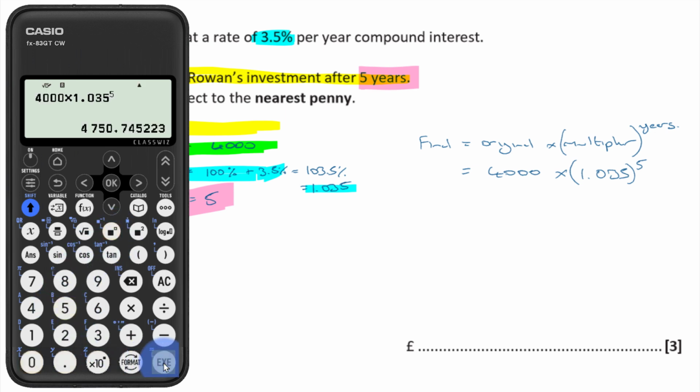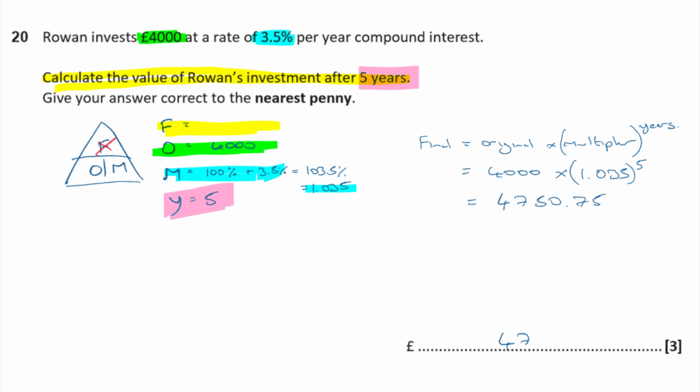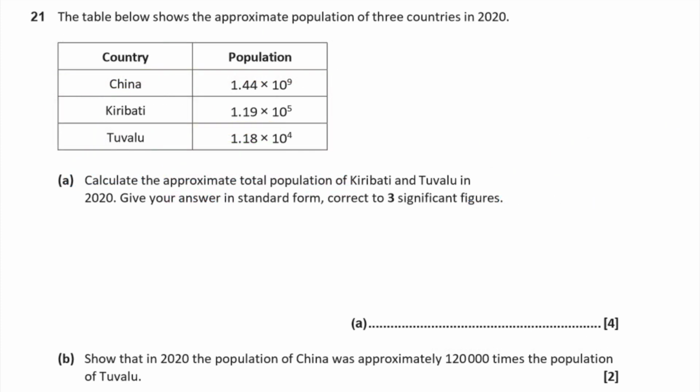Now I make that 4,750.74 and so on. I need to round it off to the nearest penny, so that's going to round up to 4,750.75. Okay, that's my final answer. The value of the investment. Just double checking it isn't the amount of interest added, because they sometimes do that. Yeah, it's £4,750.75.